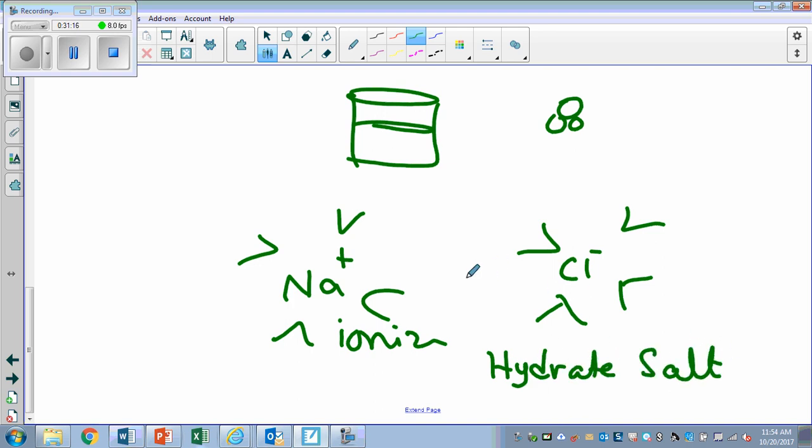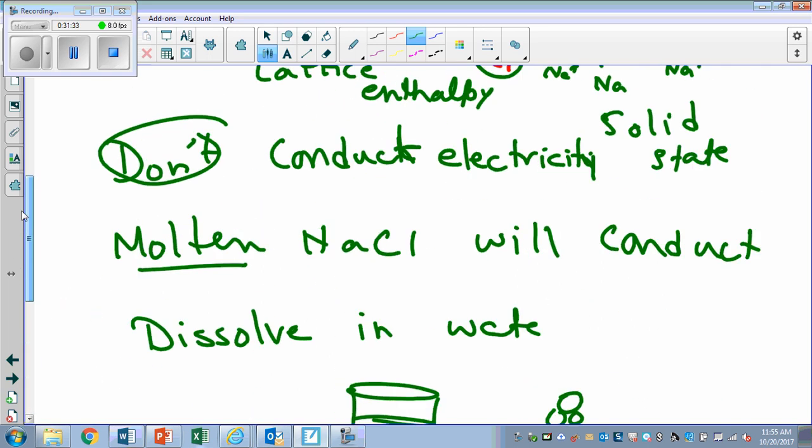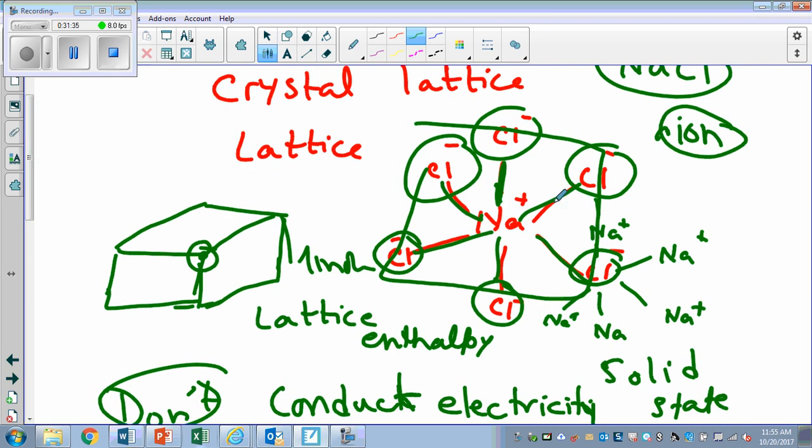So now it will conduct electricity because those ions can travel. They can take the current. Electricity is basically flow of electrons. So to flow those electrons, you need these ions to go from point A to point B. When they were sitting together as a solid state, they could not go anywhere.